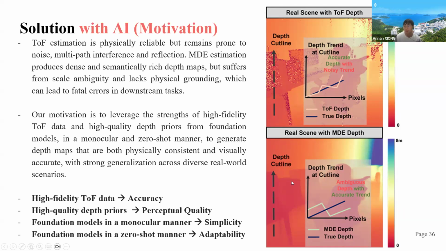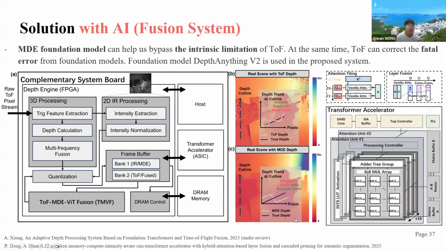Here is an example of the same scene in ToF and MDE. At the depth line, the ToF depth is accurate, but the trend is noisy. But for MDE, the depth is ambiguous, but the trend in local places is accurate. This is different for these two methods. We want to use the MDE foundation model to help us bypass the intrinsic limitation of ToF. At the same time, we use ToF to correct the fatal errors from foundation models.